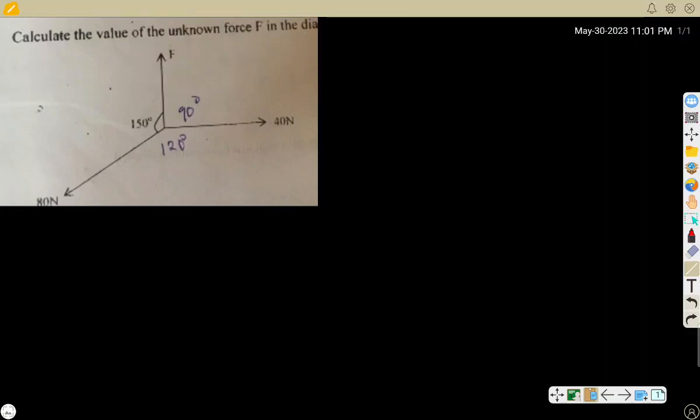So calculate the value of the unknown force F in the diagram. Let me reproduce the diagram, but let me use a different color. Let's call this force F. Draw it here to view it. So that is F.